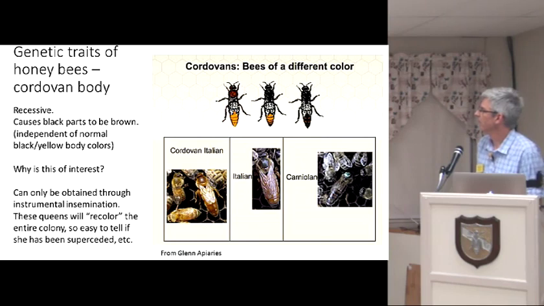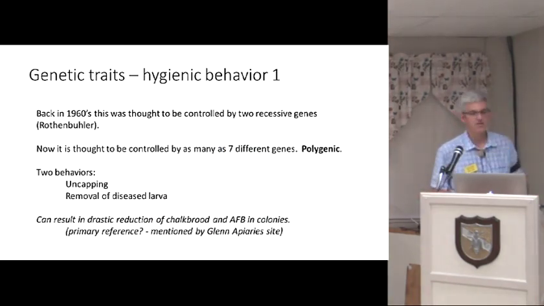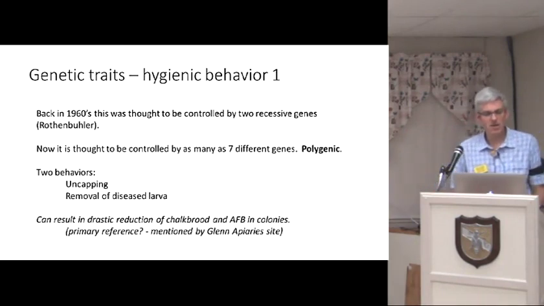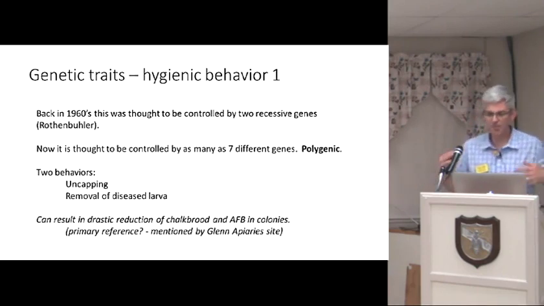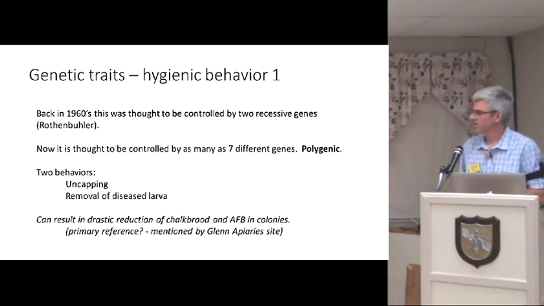All right, cool. So hygienic behavior is a big one. This has been known about for some time. Back in the 60s, Rothenbuehler, does anybody know him? Anyway, he hypothesized that this was controlled by a couple of genes, a gene for the uncapping behavior and a gene for the removal of the diseased larva. And it turns out there might be multiple genes, like eye color, that lead to this, called a polygenic trait. So that's the thought today.